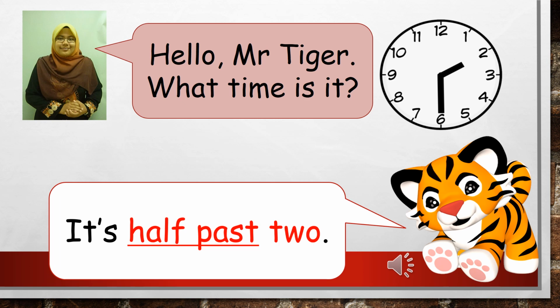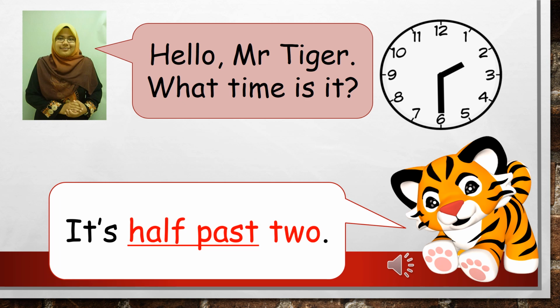Okay, children. Now, let's take a look at the clock. This time it's a little bit different. As you can see, the short hand is pointing at 2 and the long hand is pointing at 6. Do you still remember the word half past? Okay, let's ask Mr. Tiger. Repeat after me. Hello, Mr. Tiger. What time is it? It's 2:30.